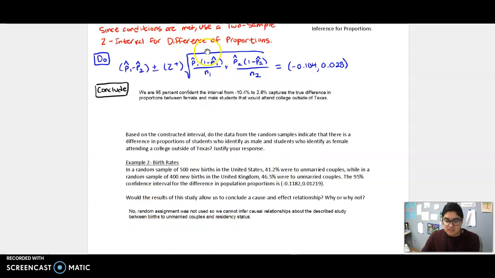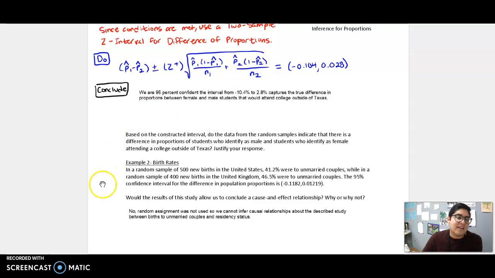Now, since our conditions are met, we are going to use a two-sample z-interval for the difference of proportions. If I were to use this formula here, I should get this approximate interval. And I'm 95% confident that the interval from negative 10.4% to 2.8% captures the true difference in proportions between female and male students who would attend college outside of Texas.